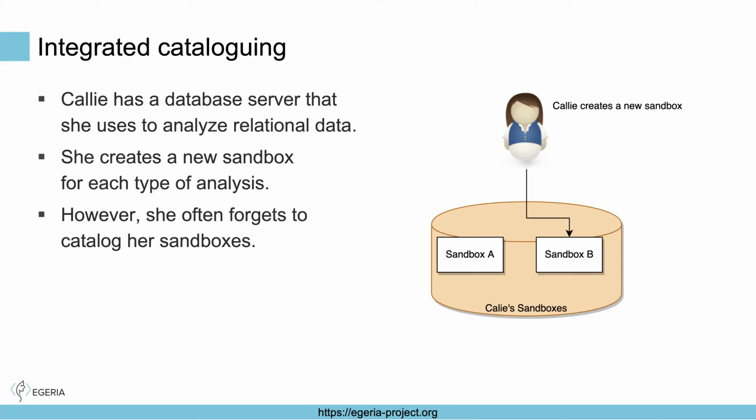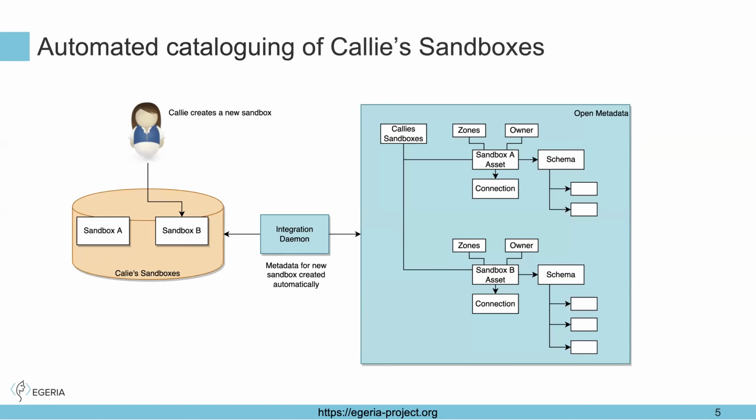And so we're looking to say, well, how can we help Callie, who's busy, to create the right catalog entry for her sandboxes as she creates them, but also allow for the fact that she might delete them because it's a mistake or whatever. So we need to catalog proactively, but also allow her to control and update that catalog entry. So the way we do this is with something called the integration daemon. And this is, as a daemon, as its name suggests, it sits in the background. It is monitoring Callie's sandboxes, however they're implemented, and is automatically cataloging them.